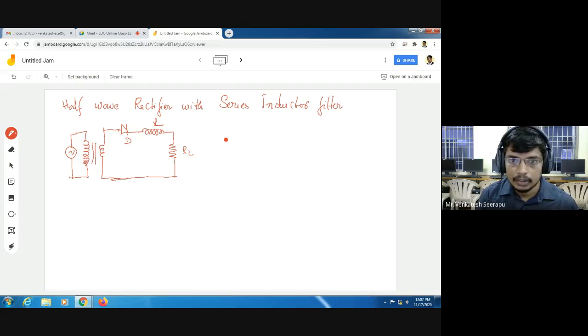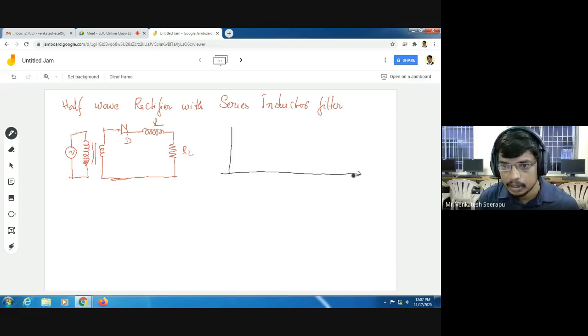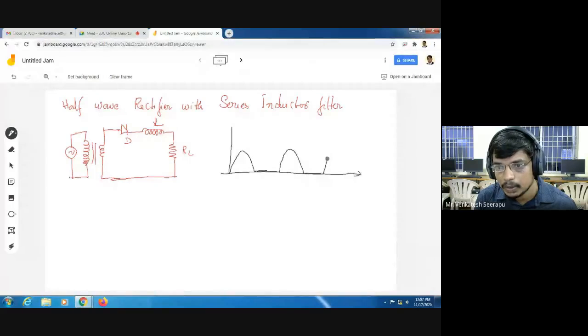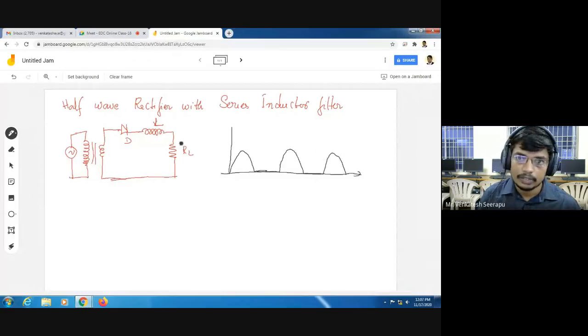Now, all of you know the output waveform of a half-wave rectifier. I will draw only the output waveform of the rectifier. The rectifier allows only positive half cycles. For negative half cycles, the rectifier will give a zero output. Similarly, whenever positive half cycles are there, the rectifier allows them, and for the negative half cycles it gives zero output.